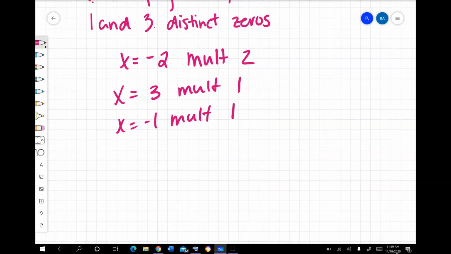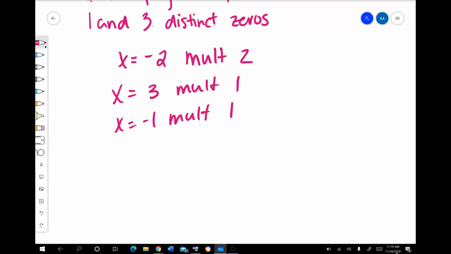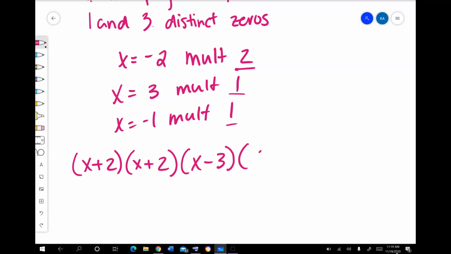All right. So remember, you got to change the sign. So it's going to be x plus 2. Write it twice because the multiplicity says to write it twice. The rest are going to be written once. Change the sign. x minus 3. x plus 1. Okay? I'd do the first two first.